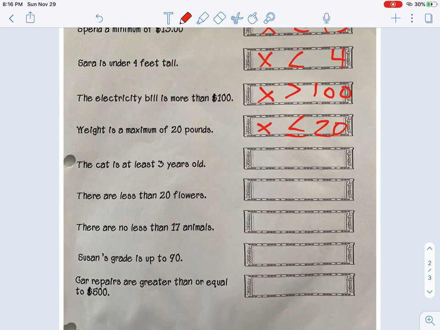The cat is at least 3 years old. X and 3. At least means it can be equal to 3, but it can't be less than 3, so it has to be equal to or greater than 3.